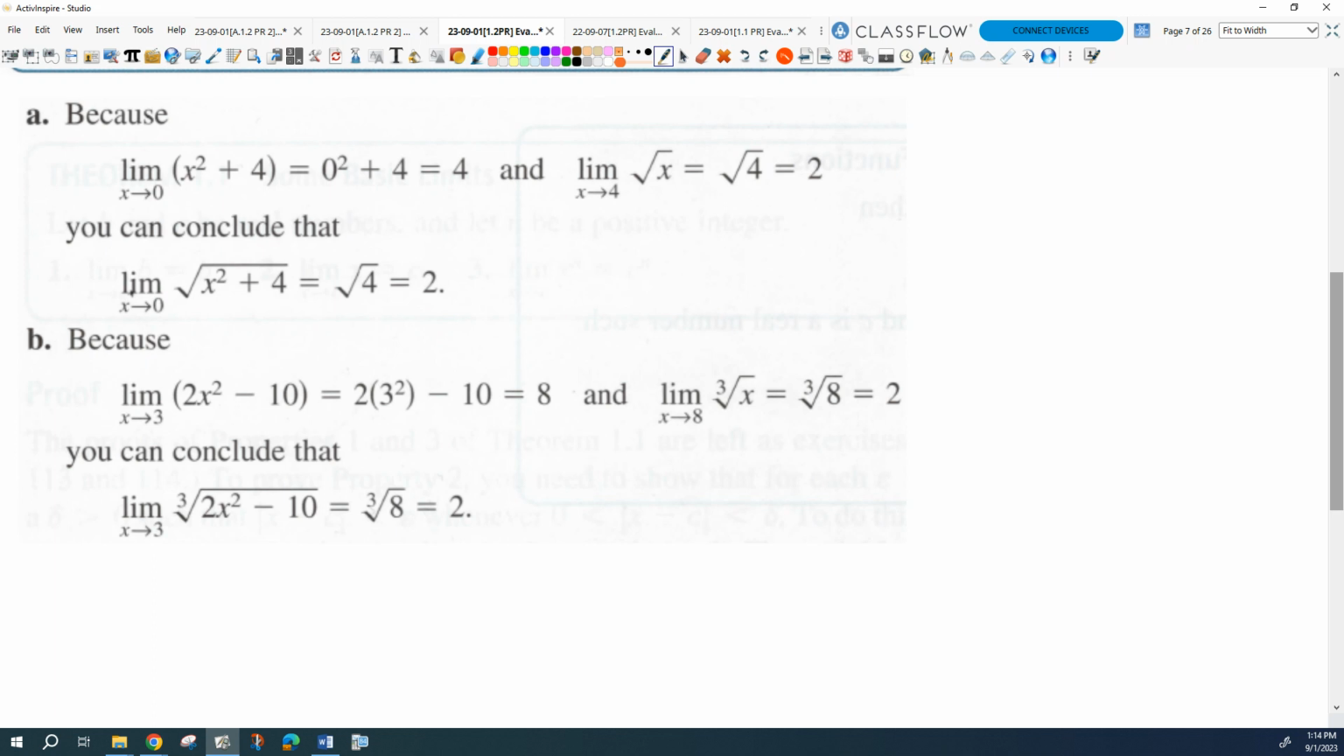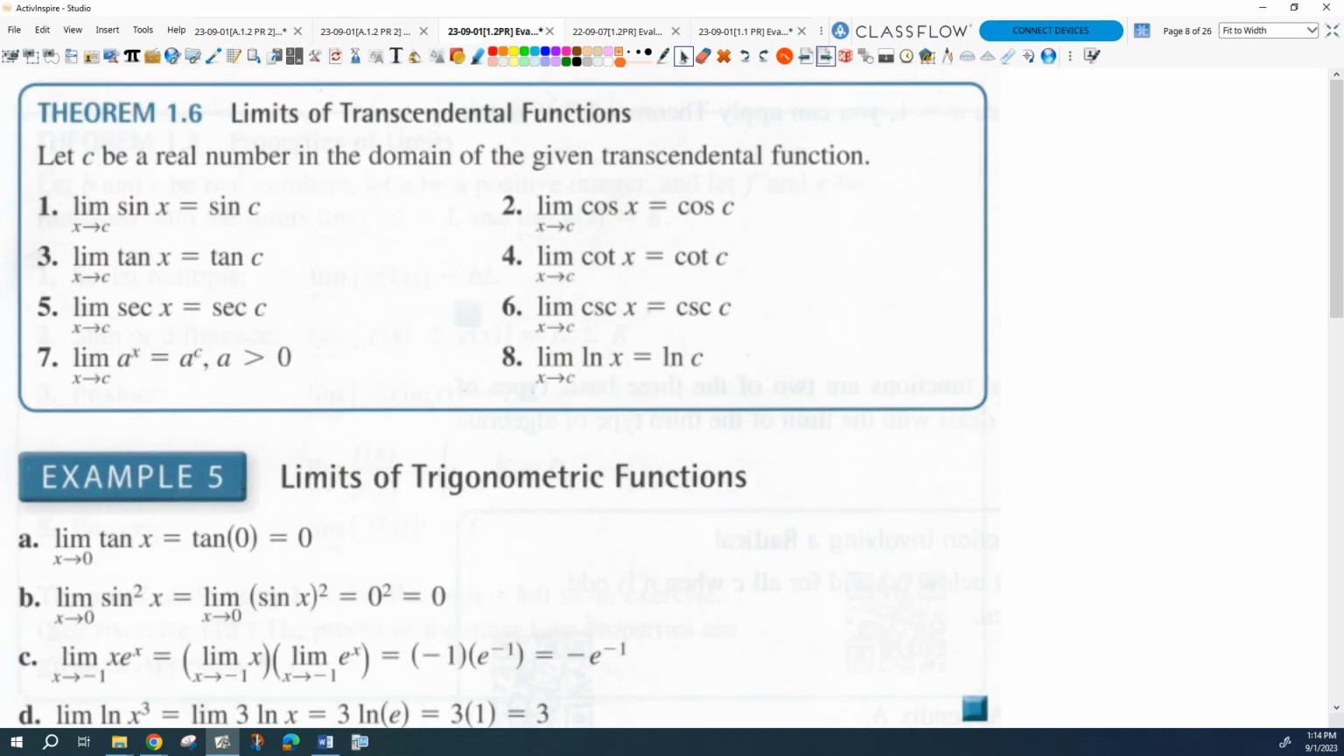Same thing down here. If I'm taking a limit of this cube root of a polynomial, well, I just evaluate the thing as x approaches 3. Okay, plug in 3, get an answer. Okay, so what we get out of this? Oh, same thing with trig functions. All the trig functions are continuous on their domains. So you can always take limits of trig functions using direct substitution.